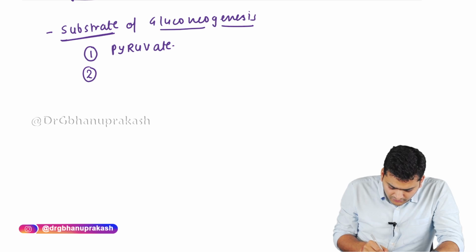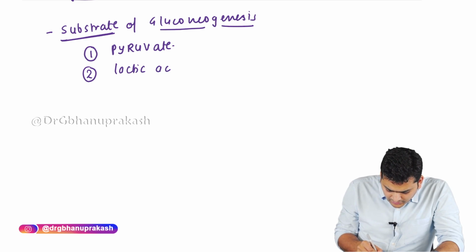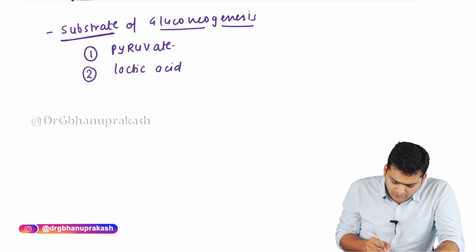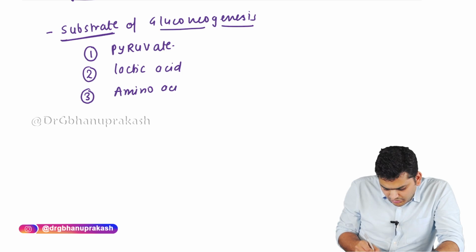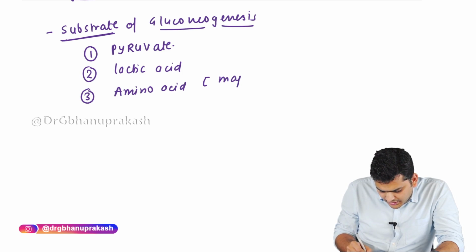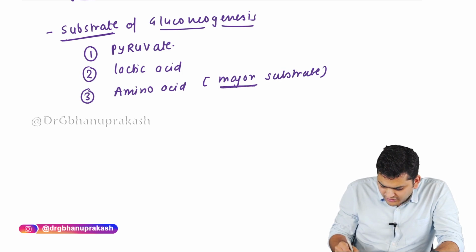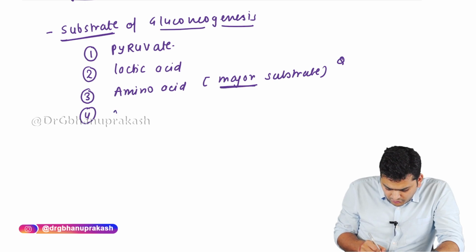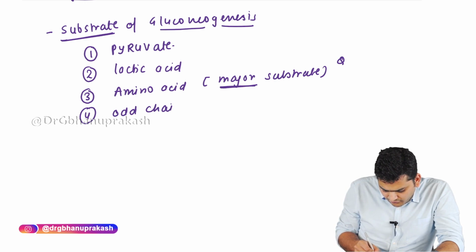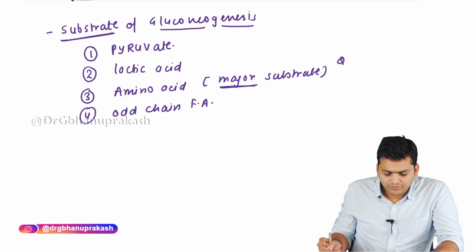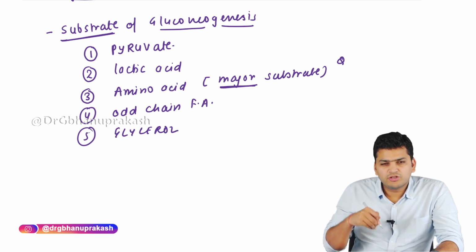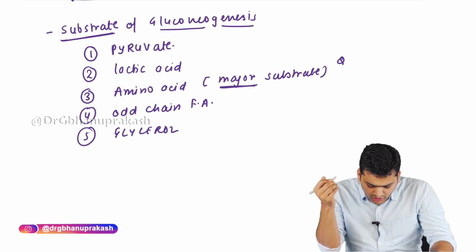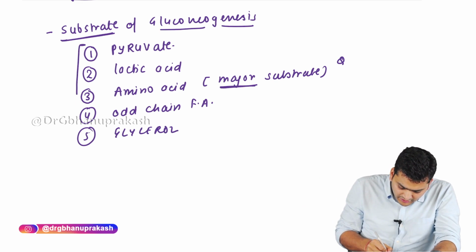The second is lactic acid, and how lactic acid will convert into glucose. Then we will discuss the various amino acids. Amino acid is the main source, the major substrate of gluconeogenesis. Then we will discuss long chain fatty acids, and lastly we will talk about glycerol, how glycerol will convert into glucose. So these are the various substrates.